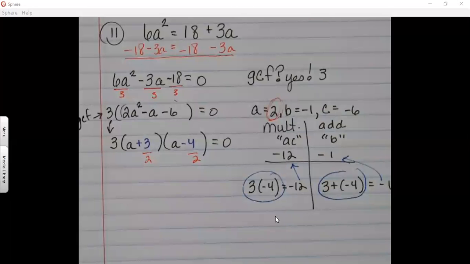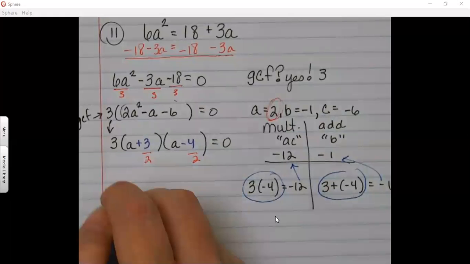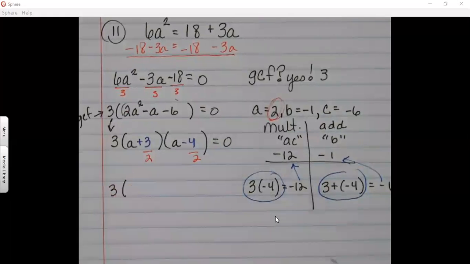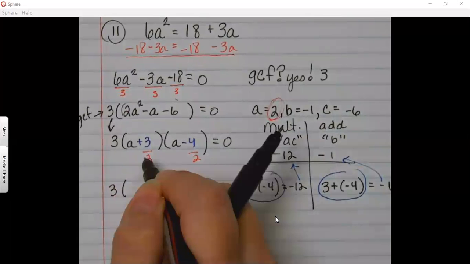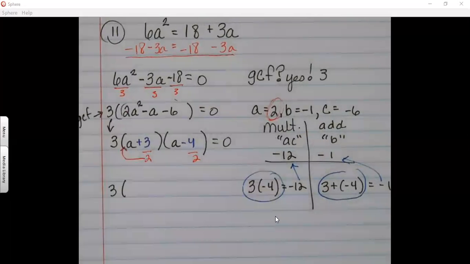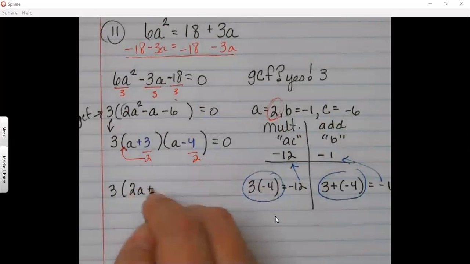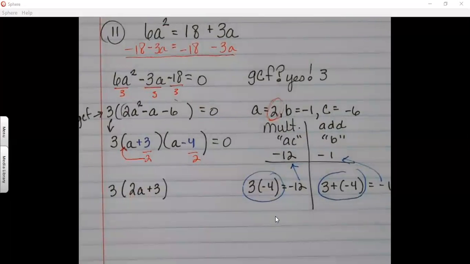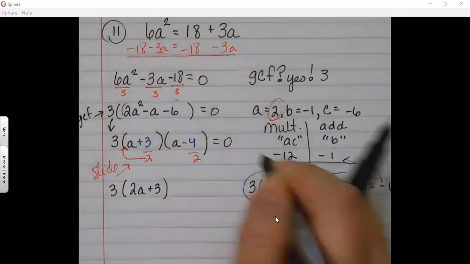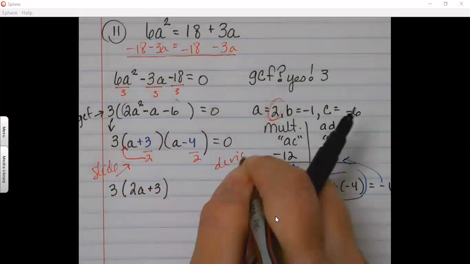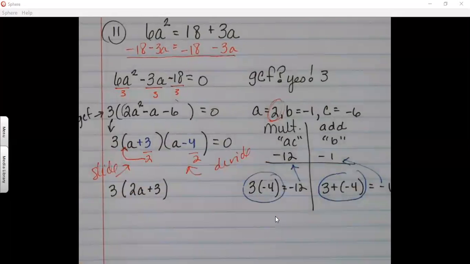Okay? So that 3 does not divide and slide. Just bring it down. A plus 3/2, divide or slide? Slide, because 3 doesn't divide by 2 evenly. Can we reduce 3 over 2? No. So the 2 slides up in front of the A to make 2a, and then you just bring down the +3. How about a minus 4/2, divide or slide? Divide, because it divides evenly. What is -4 divided by 2? So that becomes a minus 2.